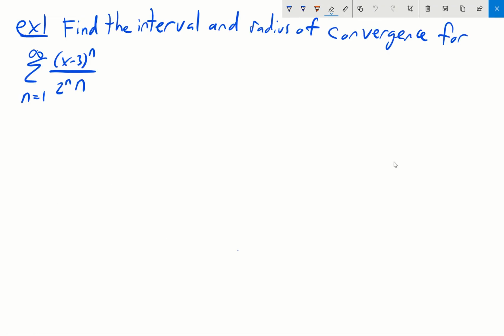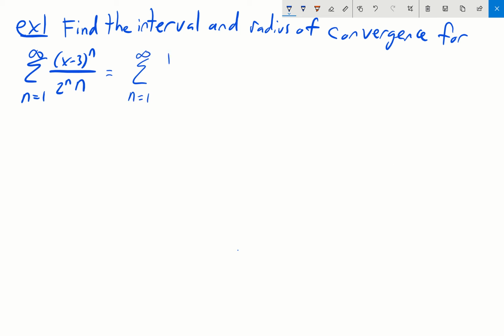Let's take a look at a concrete example of this. It says, find the interval and the radius of convergence for the following power series: (x - 3)^n divided by 2^n times n. Let's see, first of all, what the interval and the radius of convergence are for this series. If it helps to see it written more explicitly using sum notation, this is the sum from n equals 1 to infinity.